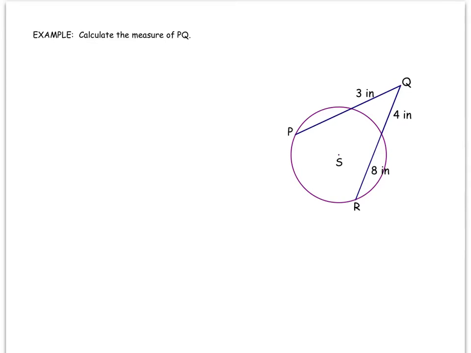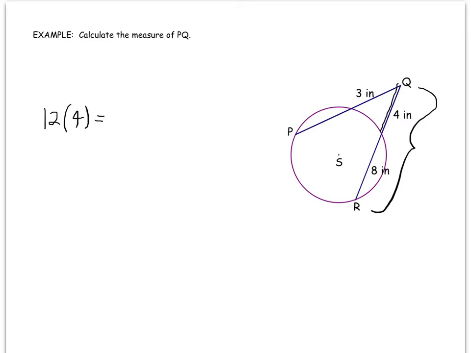And our last example problem deals with our power theorem that involves two secants. So this power theorem says that the product of the whole secant segment, so that would be 12 in this case, times the external part, so that's 4, should equal each other.